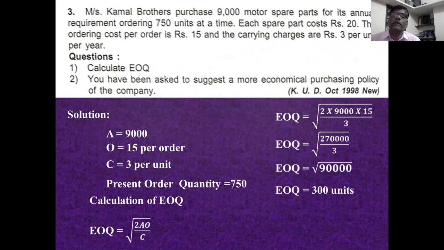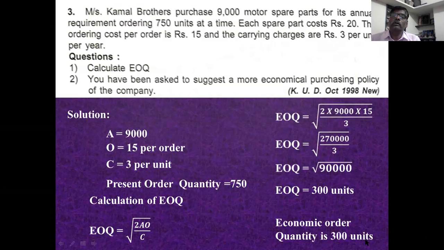But the existing purchase is 750 kg. You are purchasing 750 kg. This is not the economic order quantity. Therefore, you give the suggestion to purchase 300 quantity in one lot. If you give the suggestion that purchase 300 quantity in a lot, that will minimize your carrying cost and ordering cost. Okay, this suggestion you give, and economic order quantity is 300 units.